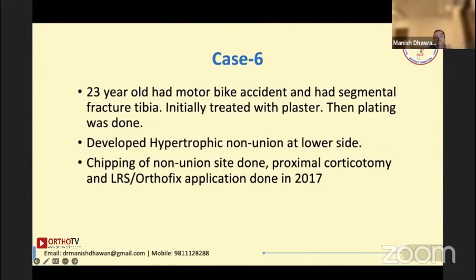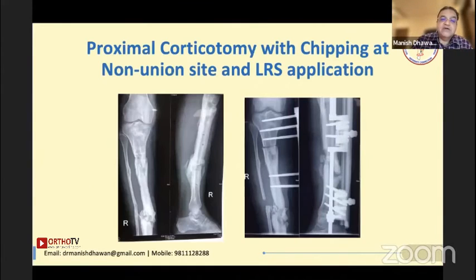Now coming to case 6, this is a 23-year-old motorbike accident, had a segmental fracture tibia, initially treated with plaster, then plating was done. Developed hypertrophic non-union at lower side, chipping of non-union site, and proximal corticotomy and LRS Orthofix application was done in 2017.